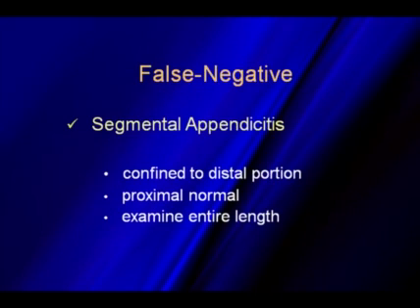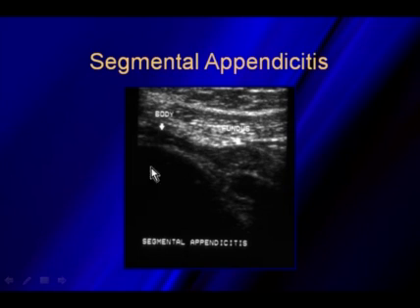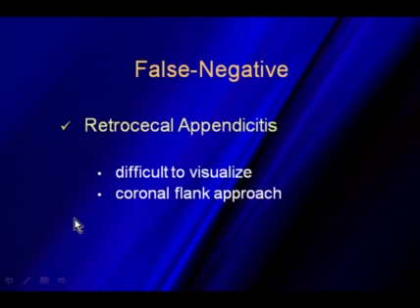So the first thing, looking at segmental appendicitis. We've already talked about this, but it's very important. Make sure that you scan to the distal end of the appendix. Segmental appendicitis is when the proximal portion is normal, and make sure you do see that distal. Looking here, you can see the body of the appendix is normal. Here the fundus is abnormal, so a small case of segmental appendicitis.